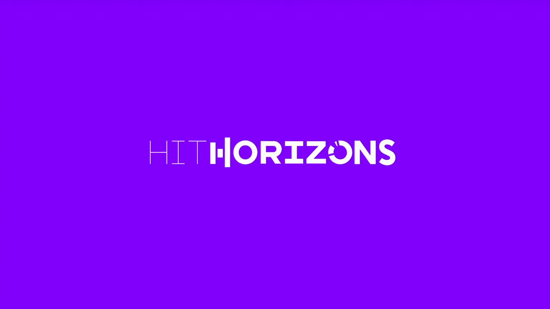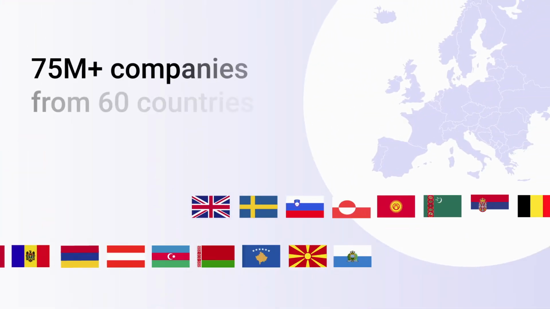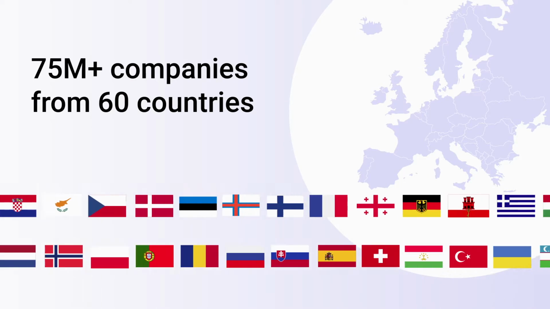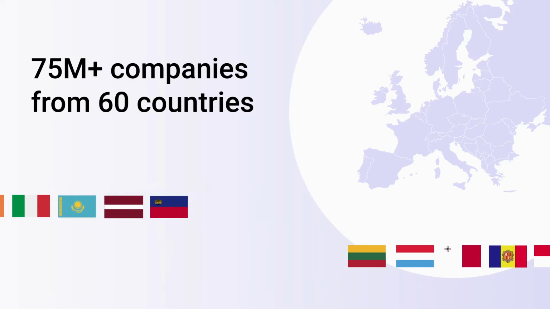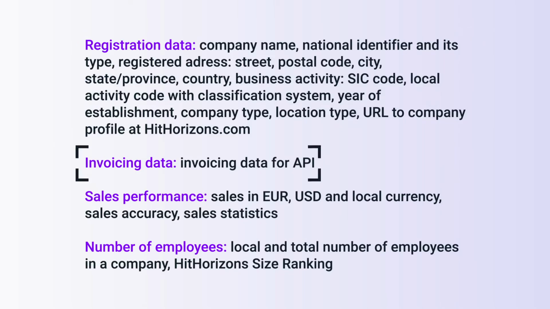Add information about your current and potential future partners to your CRM, apps and workflows automatically. Connect data of more than 75 million companies from the whole of Europe and beyond. No need to integrate dozens of local APIs, struggle with translations, or deal with data conversion and aggregation. Company registration data, invoicing data, sales performance, and the number of employees.